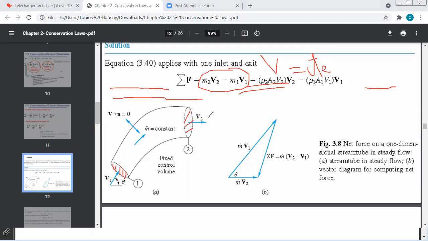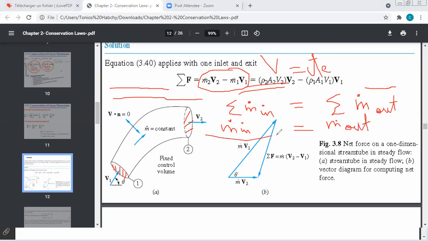Now, since it's a steady flow, what I am sure about is that m dot in, what is coming in, whenever I have a steady application, as we have seen in the continuity equation, when the transient term cancels out, this means that the summation of m dot in is equal to the summation of m dot out. And in this problem, we just have one inlet and one outlet. So we can write here that m dot in is equal to m dot out.